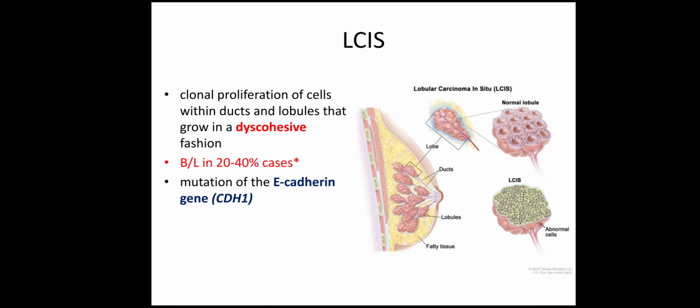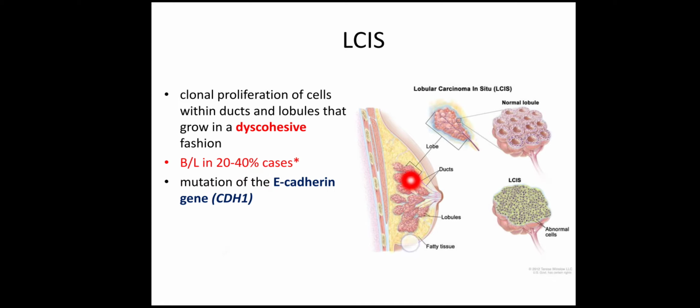So there is clonal proliferation of cells again within ducts and lobules. There is no distinguishing feature that LCIS will proliferate only in the lobules and DCIS will proliferate only in the ducts. They both can proliferate in both ducts and lobules. But the important point is that these cells are discohesive. These cells are rounded and discohesive. And the important point is that in the lobular lesions there is mutation of the E-cadherin gene, CDH1, because of which these cells are discohesive. Now this lesion is bilateral in 20 to 40% of the cases. Again, this is important for the MCQs.